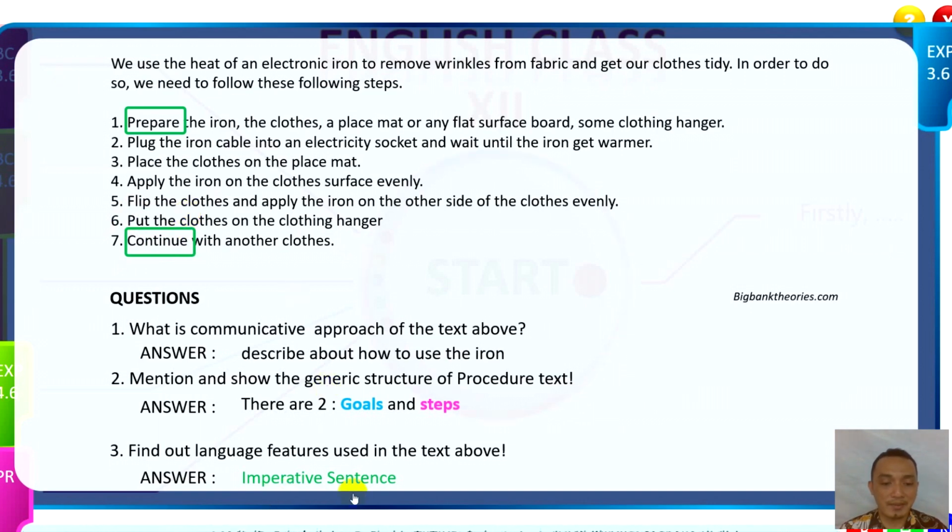But an imperative sentence means that all of this continues with another clause. It is called an imperative sentence, or we can say in Indonesian, kalimat perintah. Apply the iron on the clothes surface evenly. This can also be an imperative sentence. All of these steps in procedure text use imperative sentences. It is the specific feature that gives procedure text its specific character.